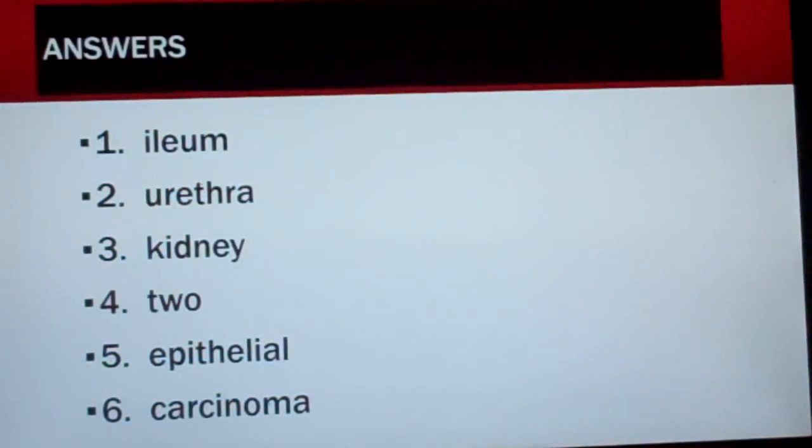Answers. Number 1 is ileum. Number 2 is urethra. Number 3 is kidney. Number 4 is two. Number 5, epithelial. Number 6, carcinoma.